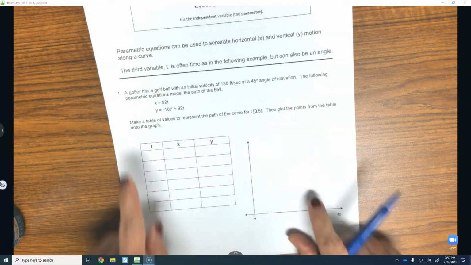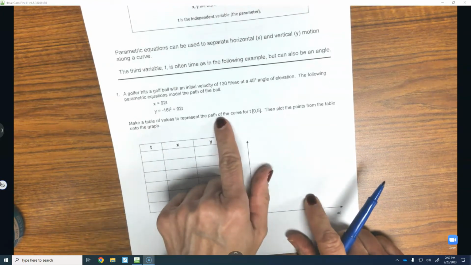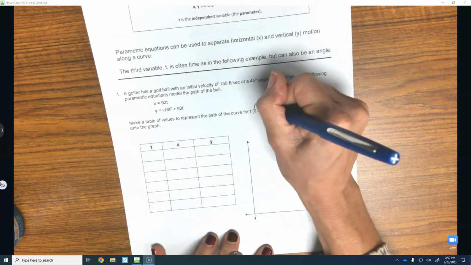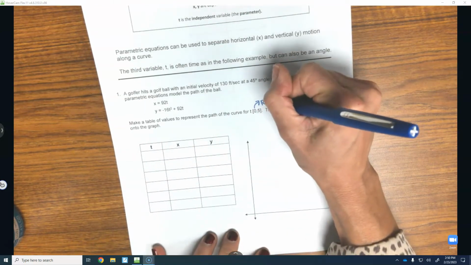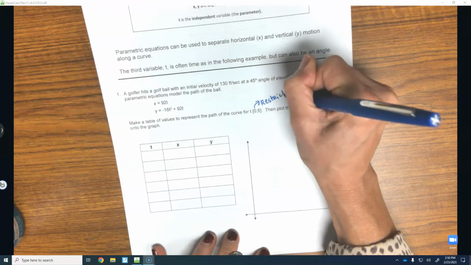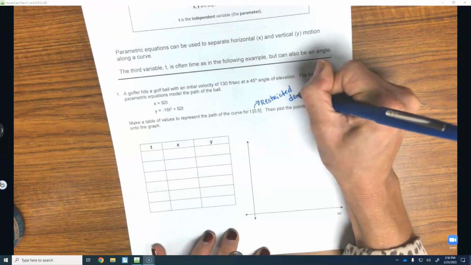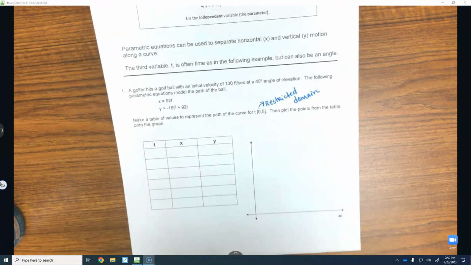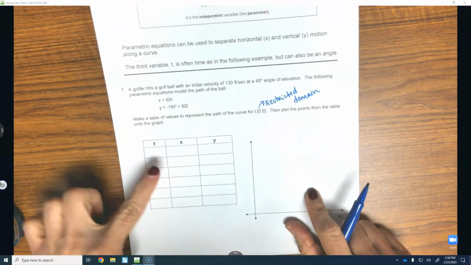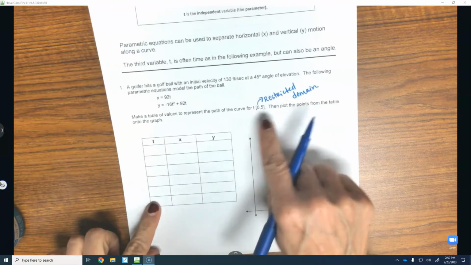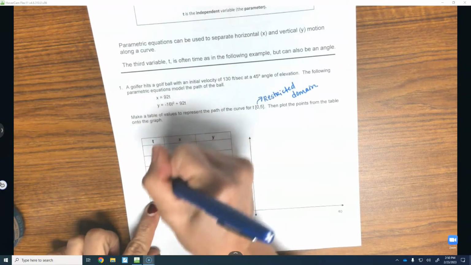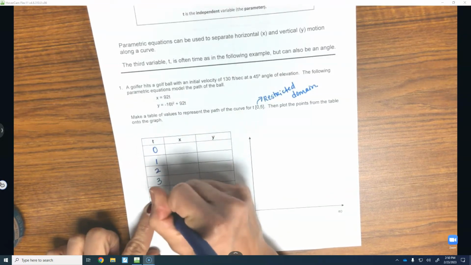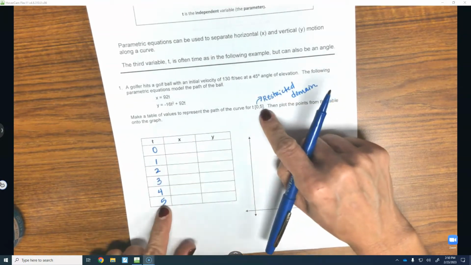So here's what we're going to do. We are going to make a table of values to represent the path of the curve just for these seconds. And this is pretty important. There is always a restricted domain, and I will give that to you. That will be part of the problem just like it is here. So here's my t column for this value right here. I'm just going to write 0, 1, 2, 3, 4, 5. And I just got that from here.